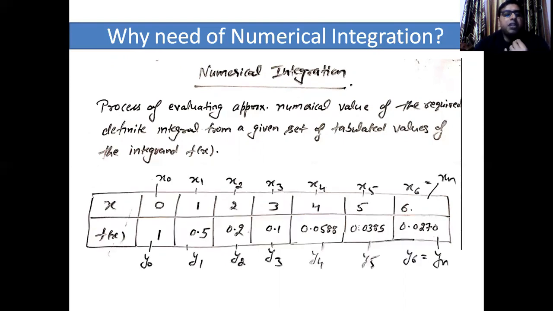Now, basically the first value is denoted by x naught and the last value is denoted by xn. And the function value at x naught is denoted by y naught and the last value is denoted by yn. So the value at x1 is named y1, and similarly the last value at xn is named yn.